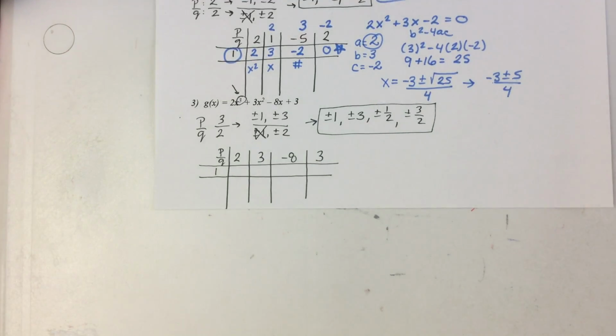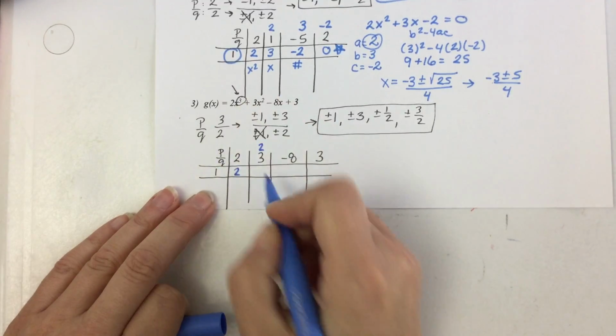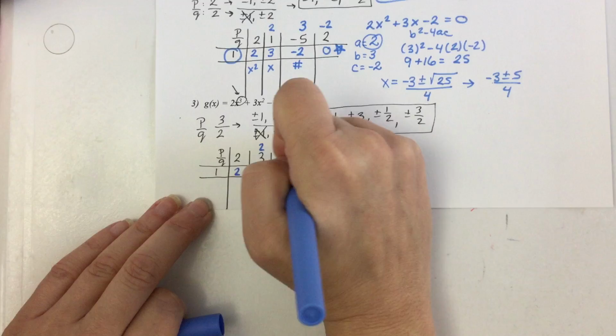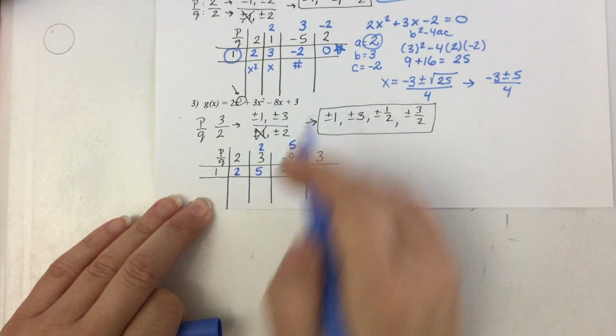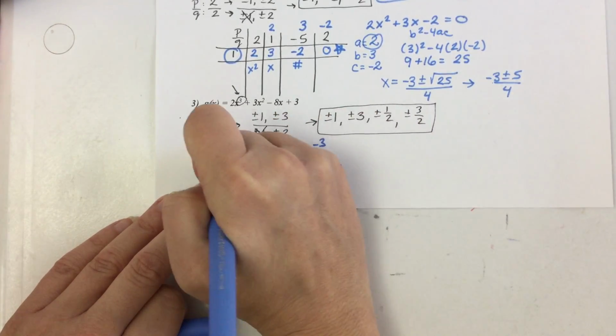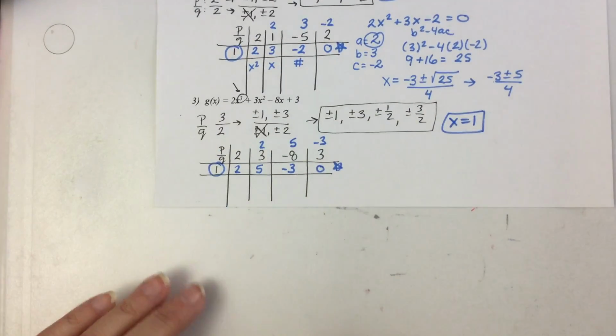And today, you guys, we've been pretty darn lucky. Let's bring down the 2. 2 times 1 is 2. 2 plus 3 is 5. 5 times 1 is 5. 5 plus a -8 is -3. -3 times 1 is -3. -3 plus 3 is 0. So guess what? We did it again. So x equals 1 is a solution.